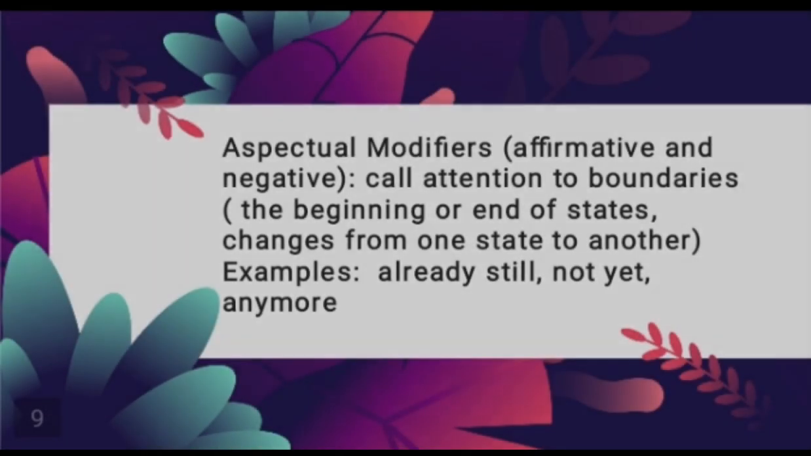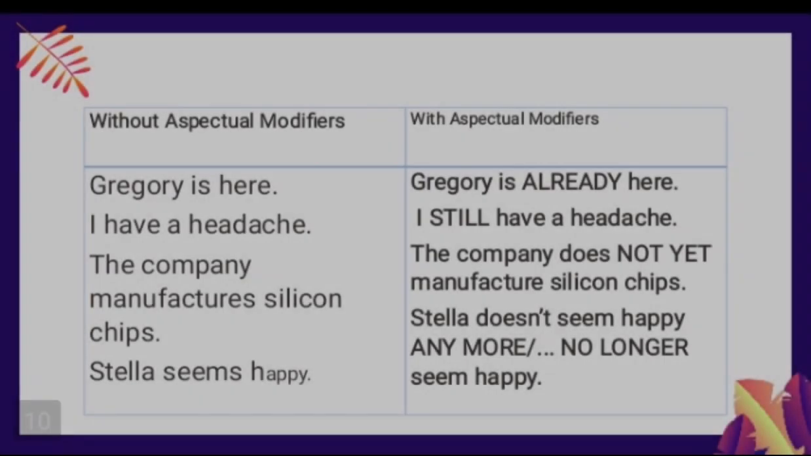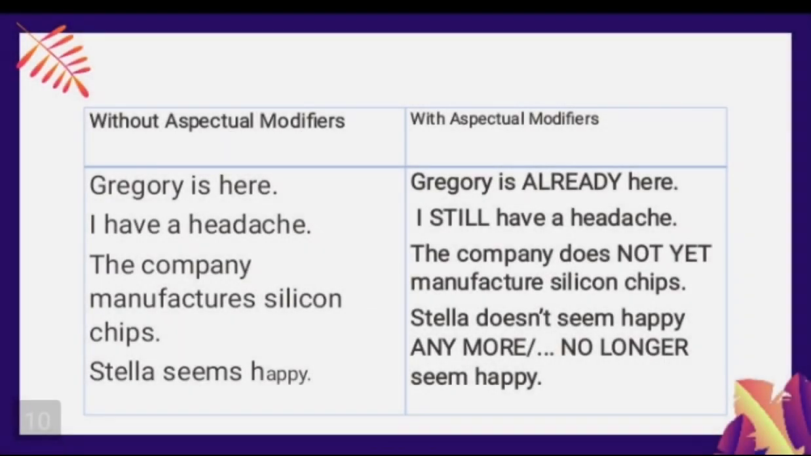When we say aspectual modifiers, affirmative and negative, they call attention to boundaries: the beginning or end of states, changes from one state to another. Examples: already, still, not yet, and anymore. And now we're comparing a sentence without aspectual modifiers and with aspectual modifiers.